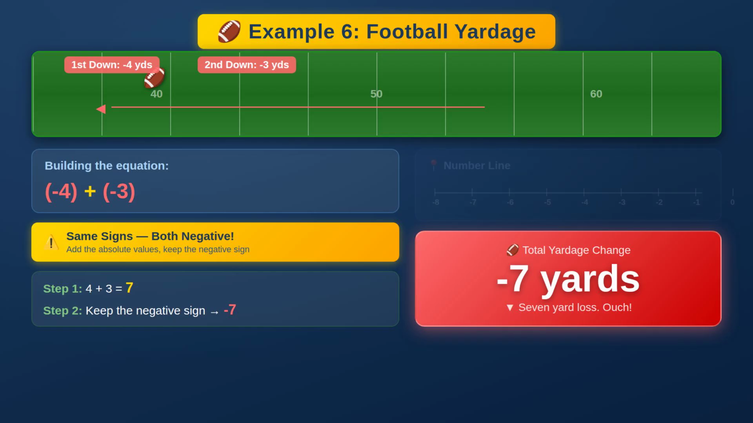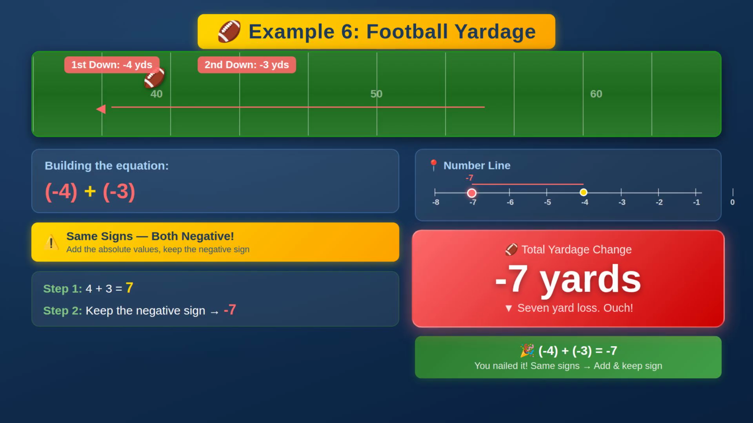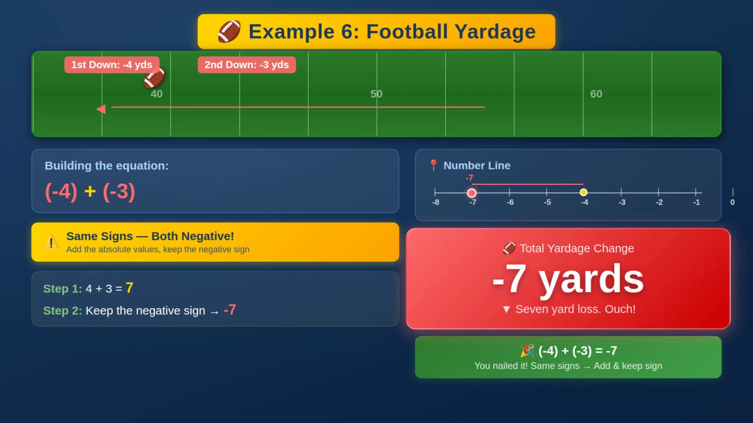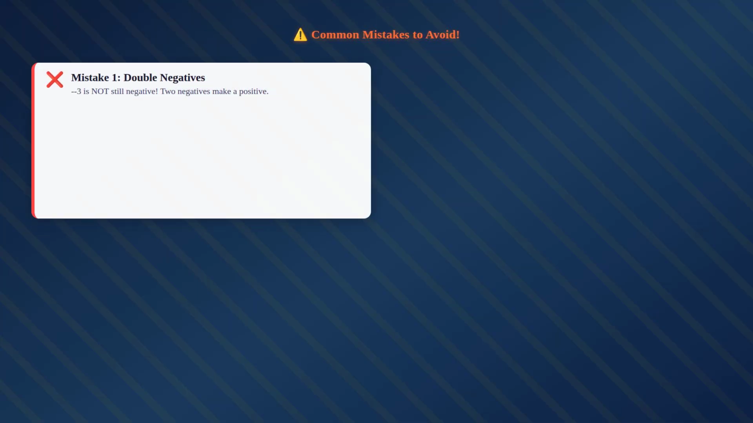Same signs, both negative. Add the numbers. 4 plus 3 equals 7. Keep the negative sign. The answer is negative 7. The Packers lost a total of 7 yards on those 2 plays. Ouch! The announcer would say they have a 7-yard loss. Negative 4 plus negative 3 equals negative 7.